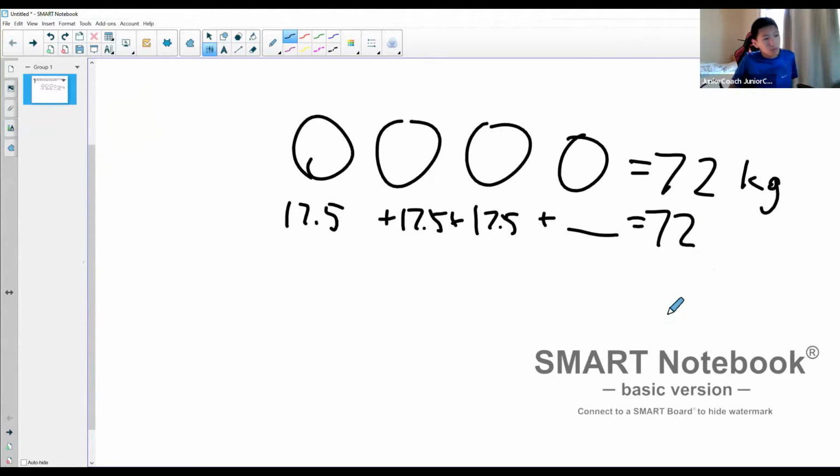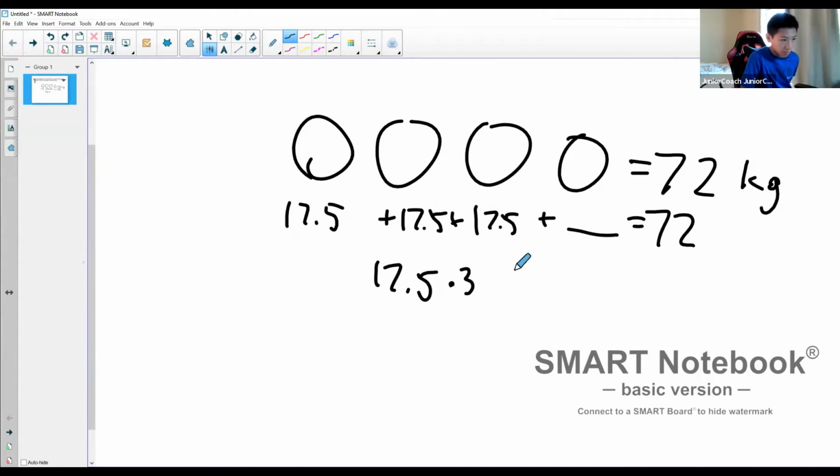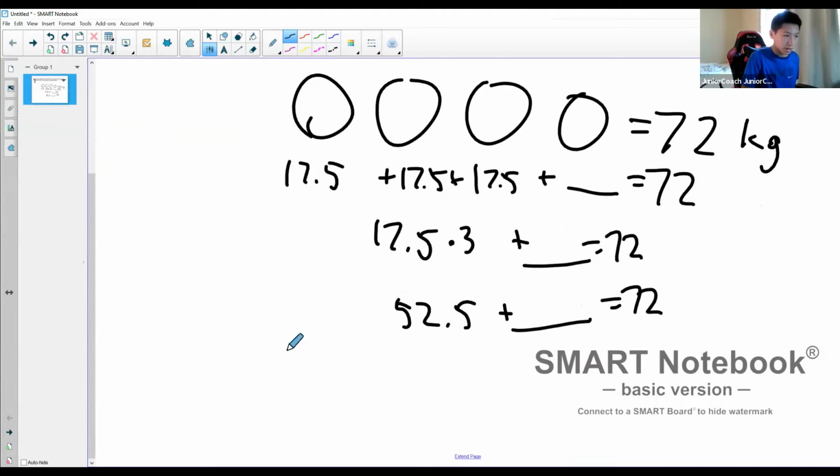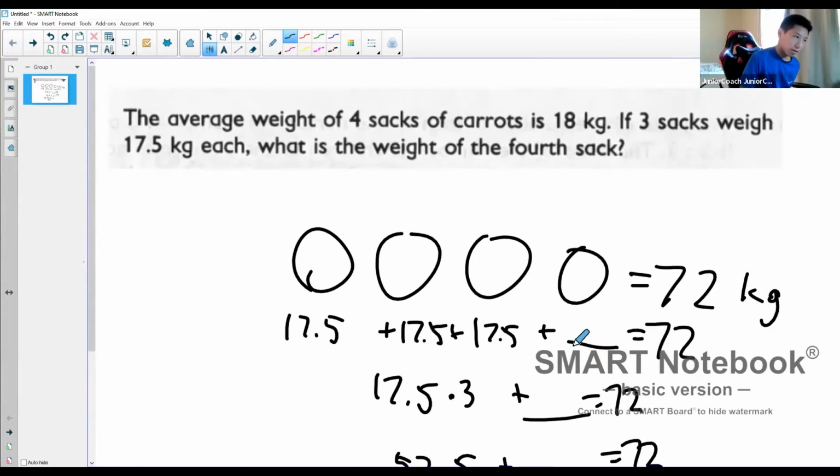So what we can do is subtract. This is like 17.5 times 3, because you know, 1, 2, 3. And this plus something else equals 72. 17.5 times 3 equals 52.5 plus something equals 72. Meaning in the end, we just do 72 minus 52.5. Because if something else added to this is 72, then 72 minus one of them will get the other. And then the answer to this would be 19.5, I believe. Right? Yes, looks like 19.5. Yeah, so the correct answer should have been 19.5.